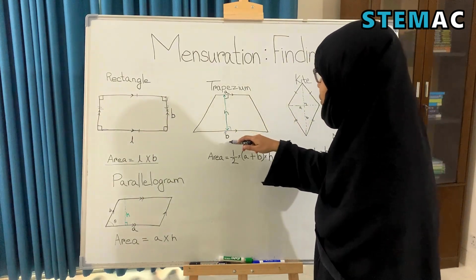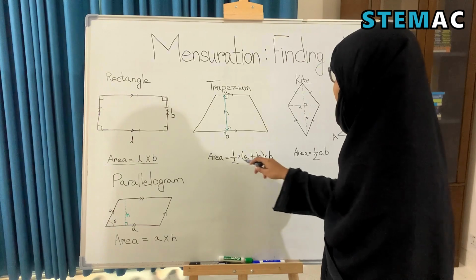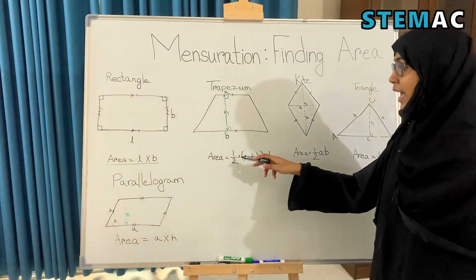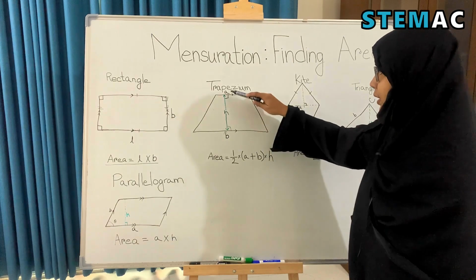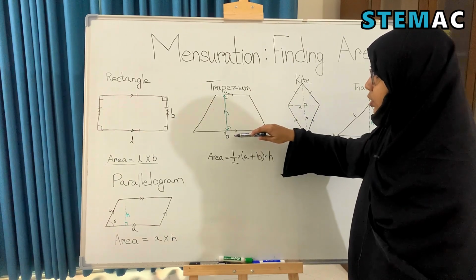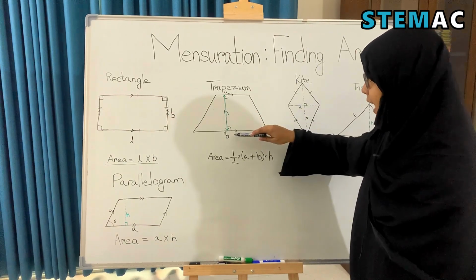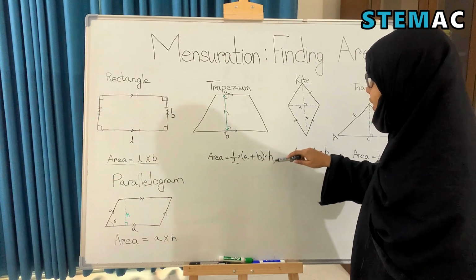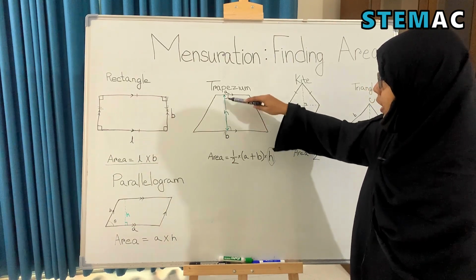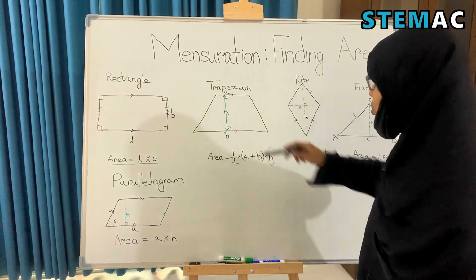And if we find H and we know A and B, we can find the area of the trapezium, and that is half into A plus B, the sum of these two opposite sides that are parallel, multiplied by H, also called the distance between the two opposite sides.